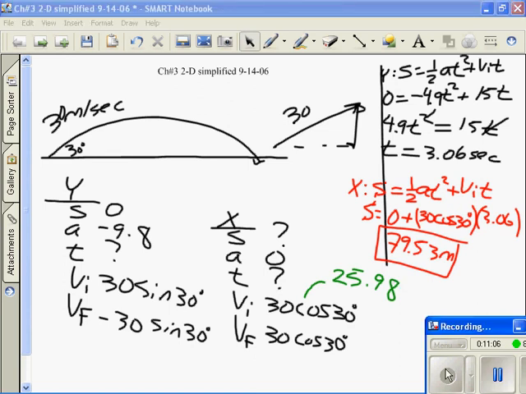Now that I know the ball's in the air for 3.06 seconds, all I have to do is figure out how fast it's moving sideways, which we already did, 25.98, multiply it by 3.06. You have it here in red. And if I did my math correctly, it's 79.53 meters down the field. That's quite a kick. That's going goal kick almost over to the other team's penalty area.